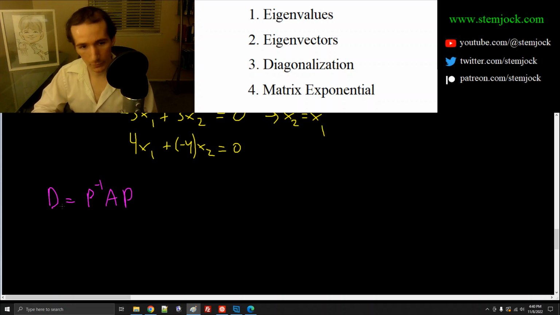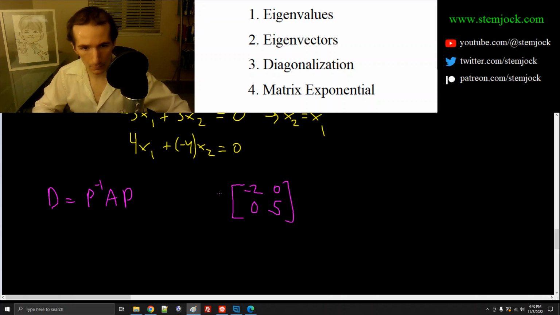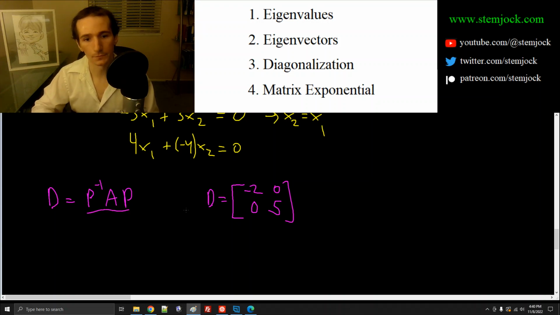Now, the matrix D is the matrix with only the eigenvalues on the diagonals. The point of diagonalizing is to find a matrix P that has an inverse, that if you multiply it like this, it gives you the matrix's eigenvalues along the diagonals like this.